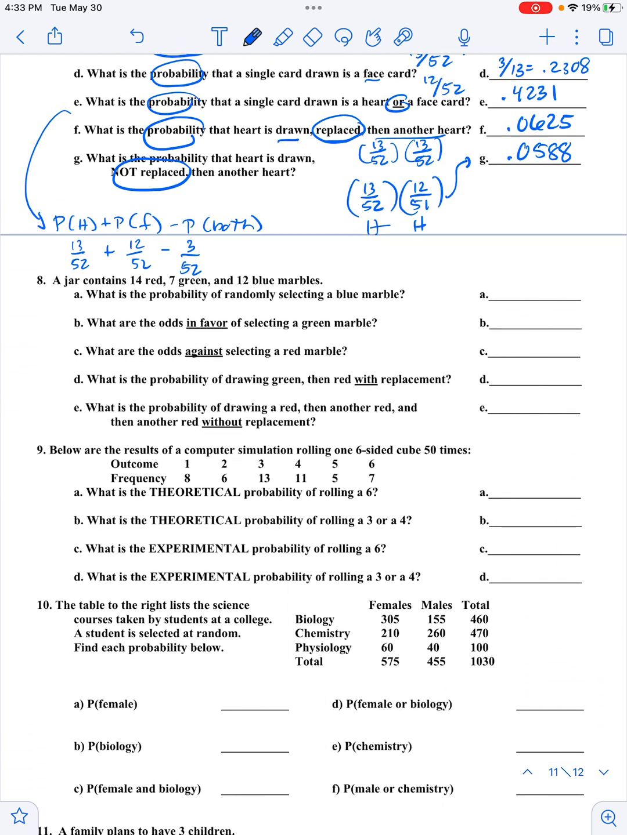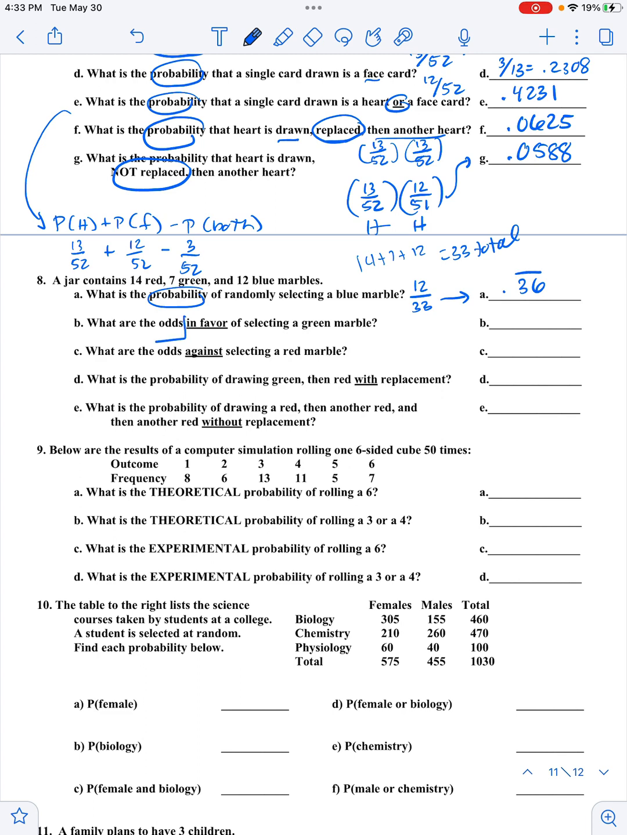All right, so a jar contains 14 red, 7 green, and 12 blue. So that is a total of 33. So when it says probability of selecting blue, I need the number of blue over the total, because probability compares to the total, and I get 0.36 repeating.